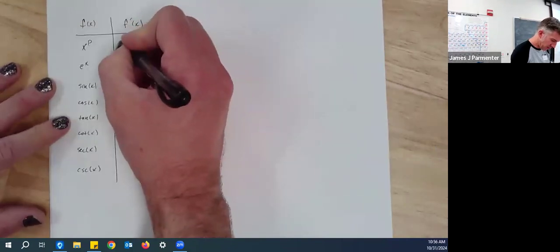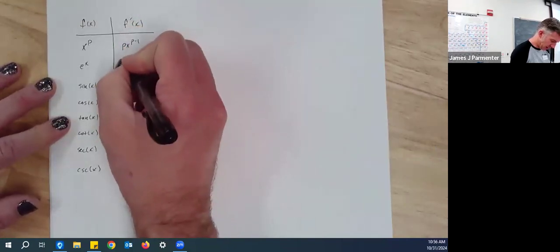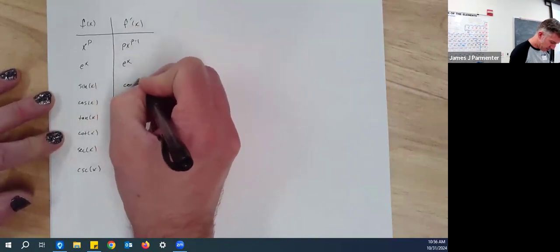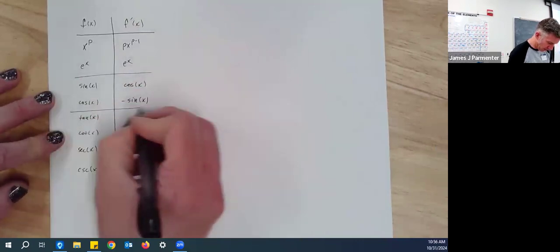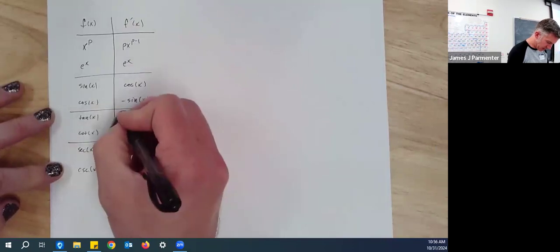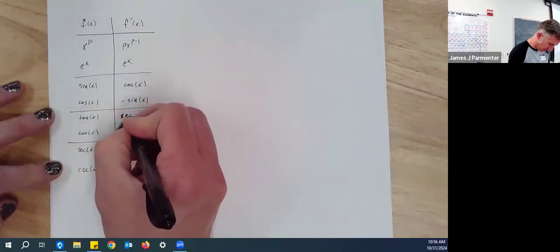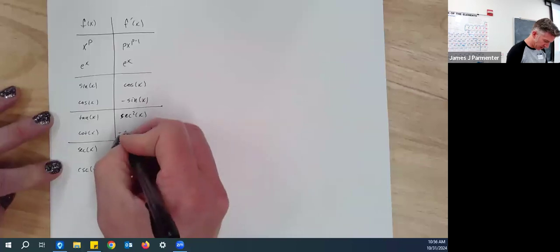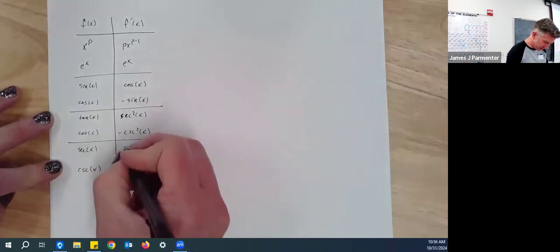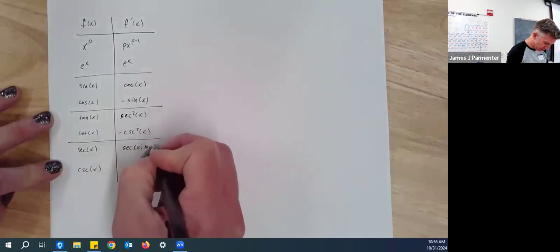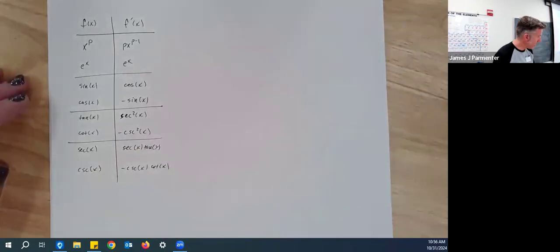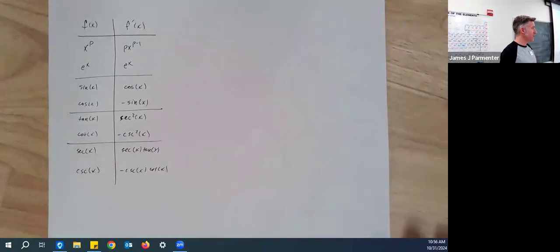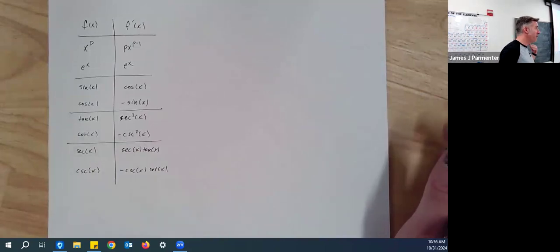So the derivatives here are p times x to the p minus 1, e to the x, derivative of sine is cosine, derivative of cosine is negative sine. I do like breaking up the trig derivatives into pairs of cofunctions. Derivative of tangent is secant squared of x. Derivative of cotangent of x is negative cosecant squared of x. Derivative of secant of x is secant of x tangent of x. And derivative of cosecant of x is negative cosecant of x cotangent of x. And then the chain rule version of all of these is just replace x with stuff and multiply by the derivative of the stuff.